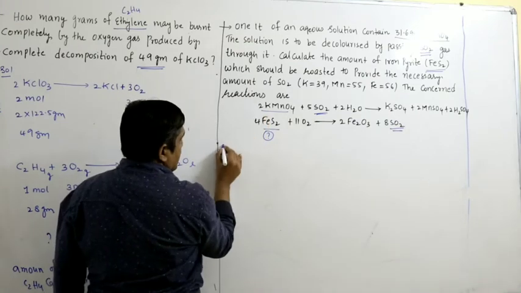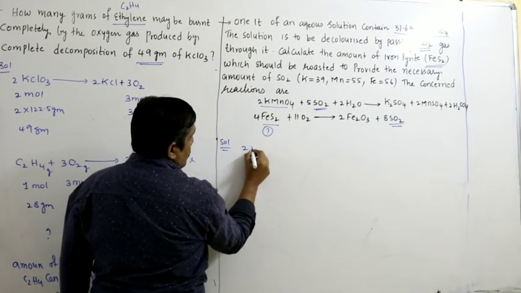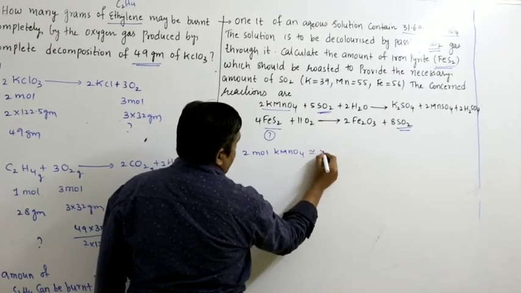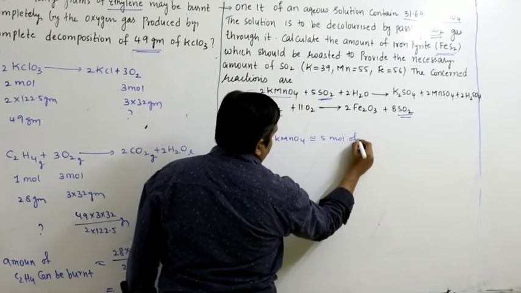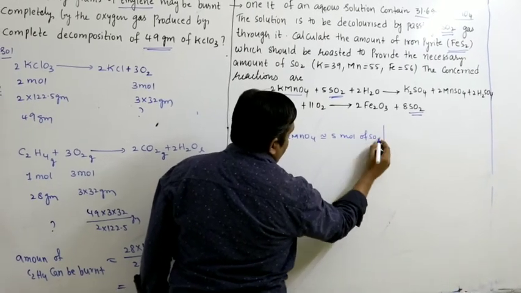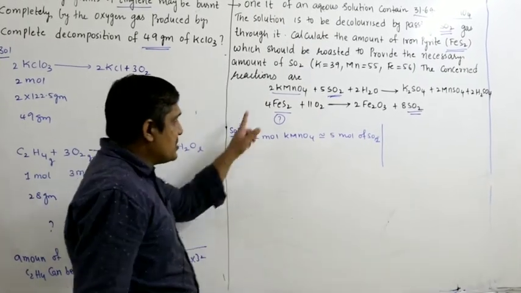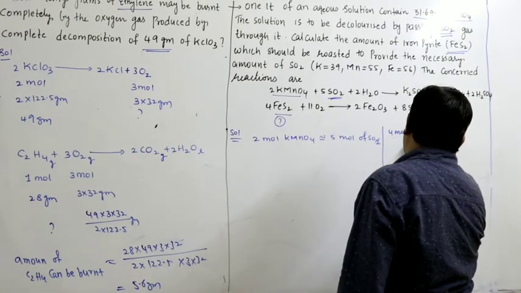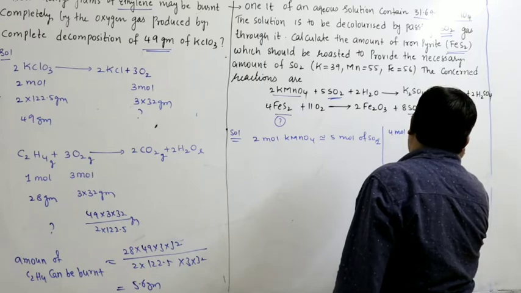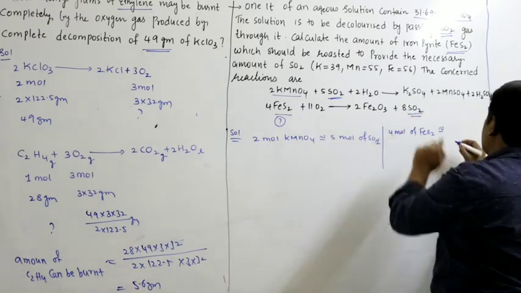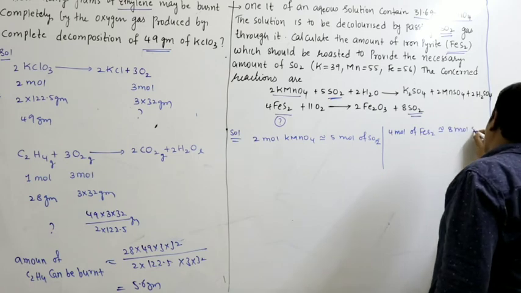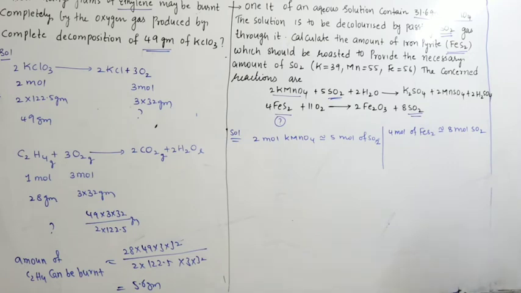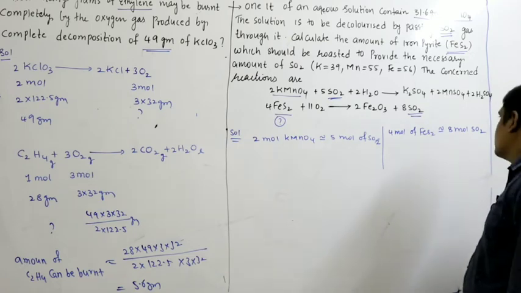From first reaction, what I can write? 2 moles of KMnO4 stoichiometrically equivalent to 5 moles of SO2. From second reaction, what I can write? 4 moles of FeS2 stoichiometrically equivalent to 8 moles of SO2. So the common component is SO2, right?